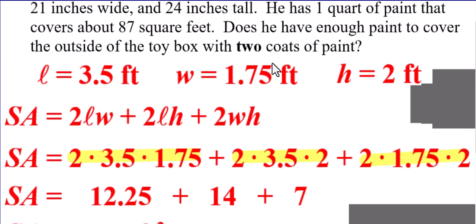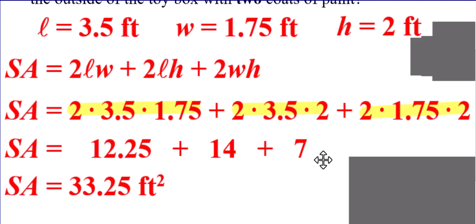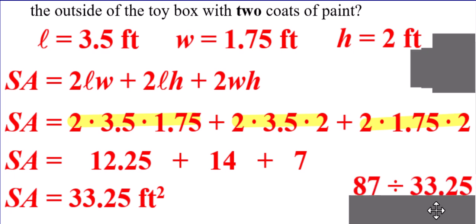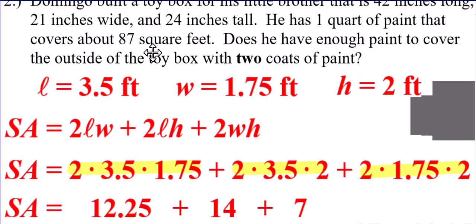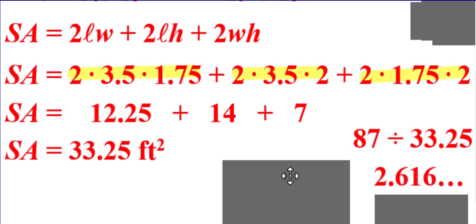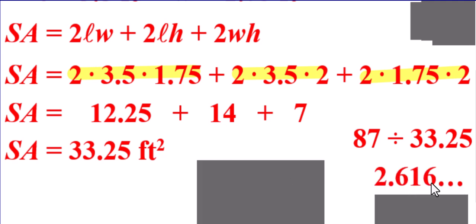All right, what am I supposed to find? Does he have enough paint to cover the outside with 2 coats of paint? The can does 87 square feet. So what am I going to do with the 87 and the fact that my surface area is 33.25? Well, kind of like you did on part B of number 1, it makes sense to divide. So that way I can find how many coats of paint I can actually get from the 87 square feet if 1 coat of paint will give me 33.25 square feet. So let's go ahead and do this. Divide in your calculator. That's going to give you 2.616, yada, yada, yada.